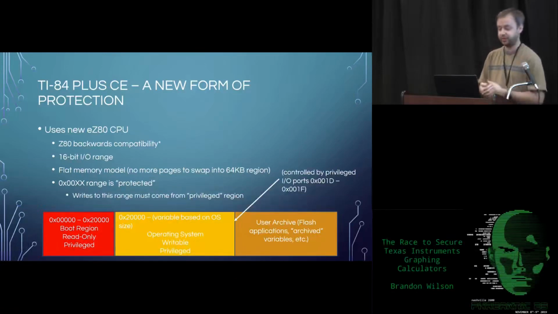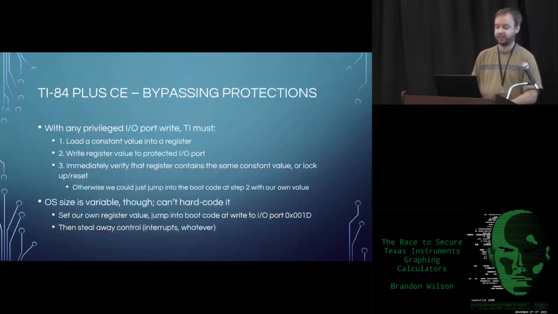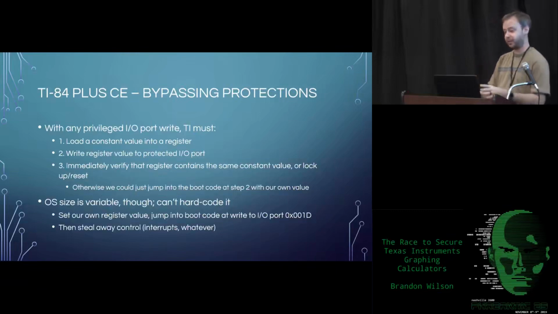That privilege range is configured via protected I/O ports 001D through 001F, which can only be modified, of course, by code in the privileged region. So how do the protected I/O ports work? Well, with any privileged I/O port, TI must load a constant value into a register, write that value to the protected I/O port, and then immediately verify that that register contains the same constant value they just loaded.